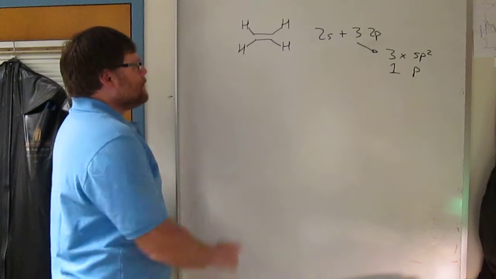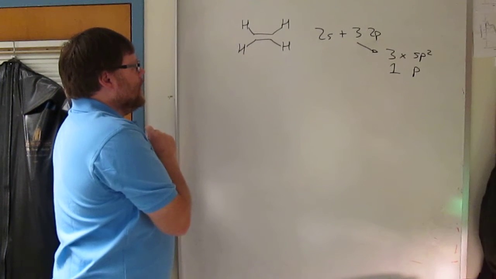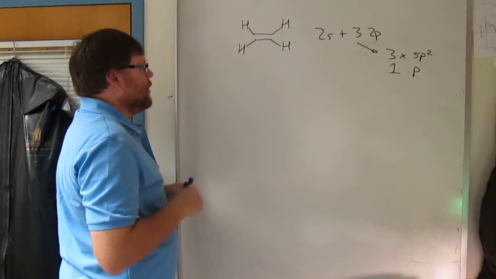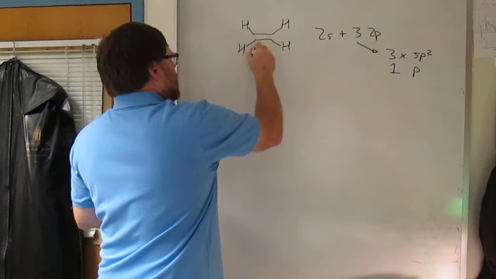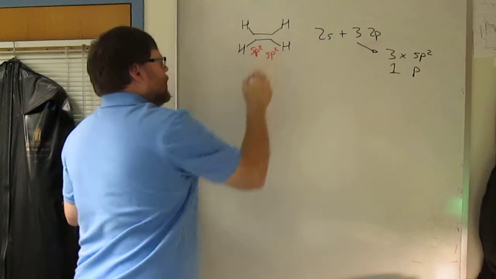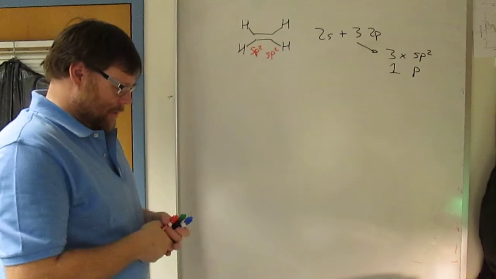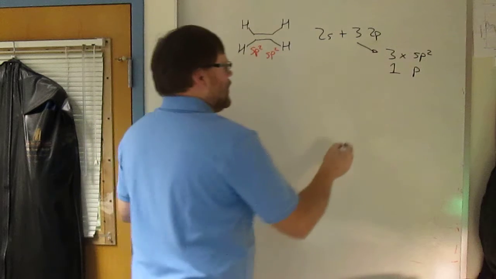Okay, so we've got two sp2 hybrid carbons. What's the shape of an sp2 hybrid atom? Well, as you can see, it's bonded to three things, so you should immediately know that it's trigonal planar.